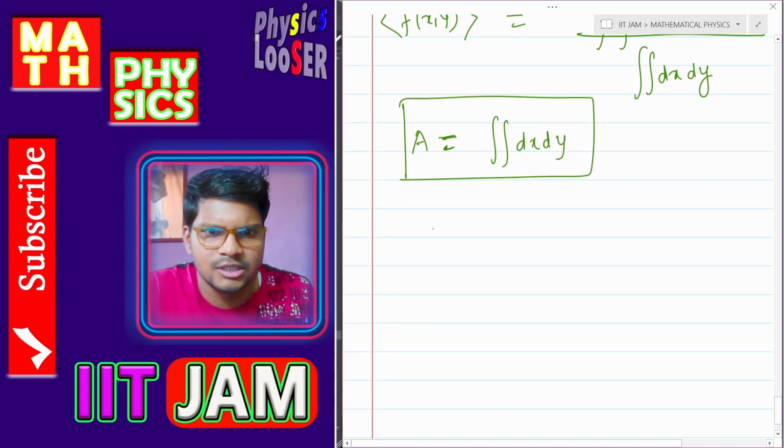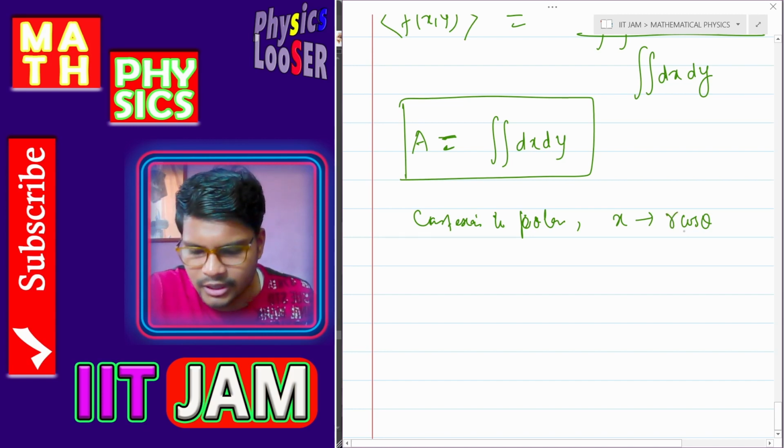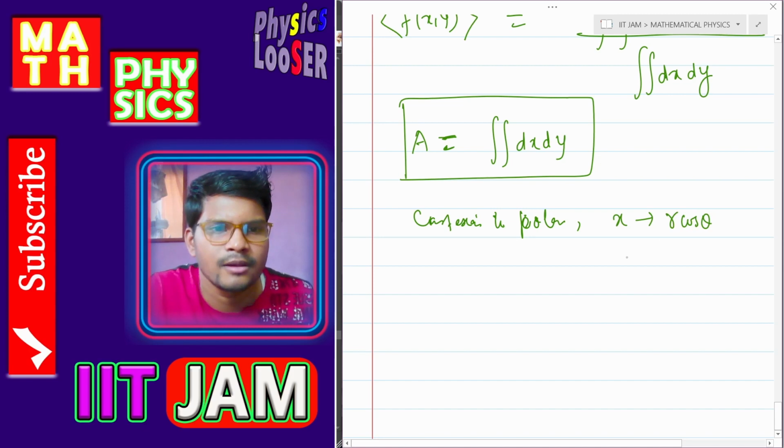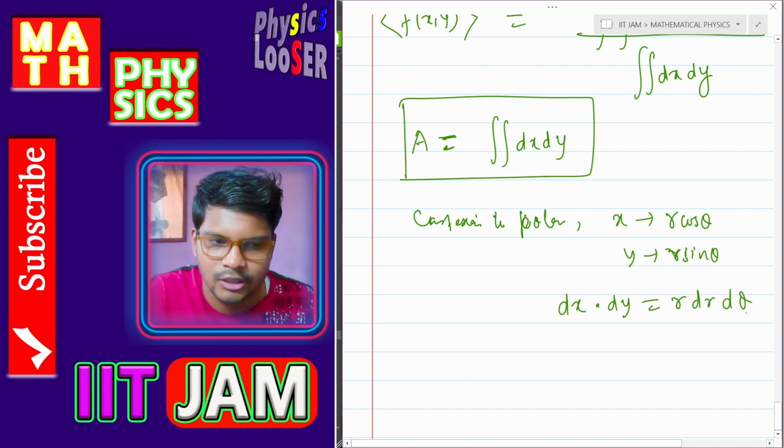Now we can change from Cartesian to polar by going x is equal to r cos theta, and this r need not be constant, as we have already seen in order to find the area of a disk, y is equal to r sin theta. dx and dy, I cannot just write separately, can be written as r dr d theta, not dr into d theta, r dr d theta, and we have already seen how we can write it.